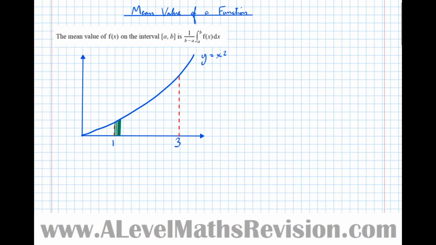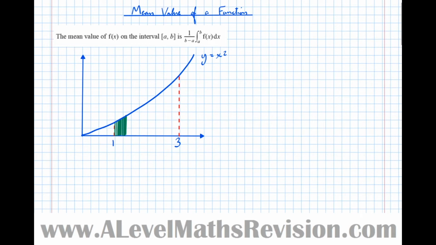which I'm trying to illustrate by drawing these green strips here. With all these infinitely thin strips, the sum of which is the sum of all the values between 1 and 3, we could find out what the total values of the function are between 3 and 1.